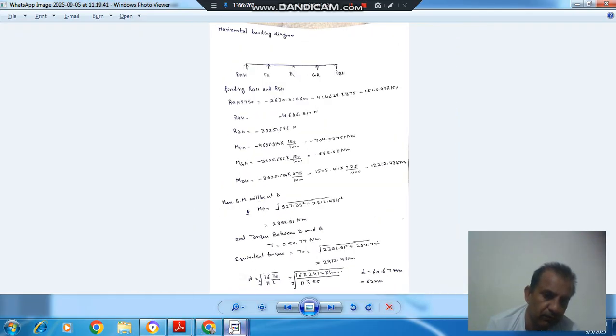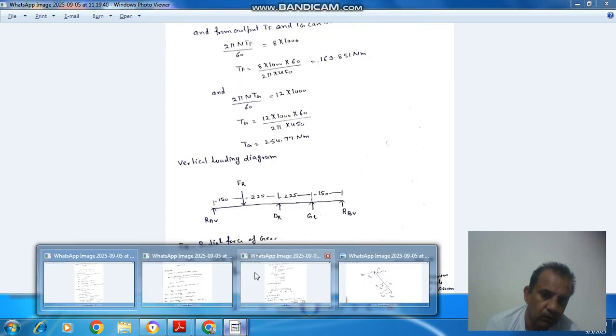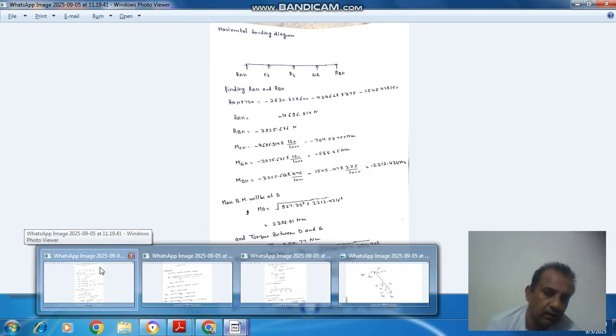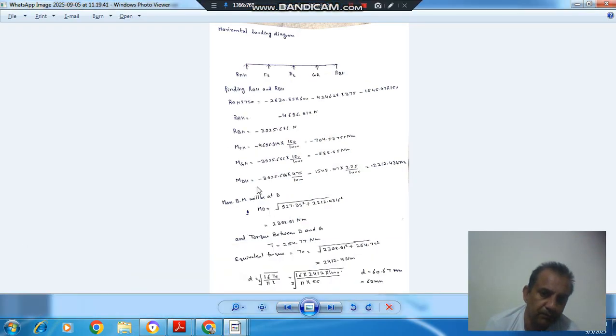So this is the procedure. First we find out the torque on various portions, then we find out the vertical bending moment and horizontal bending moment, and then we analyze where it is maximum. It is maximum at D, so we find out MD, then we find out the equivalent torque, and then we find out the diameter of the shaft.